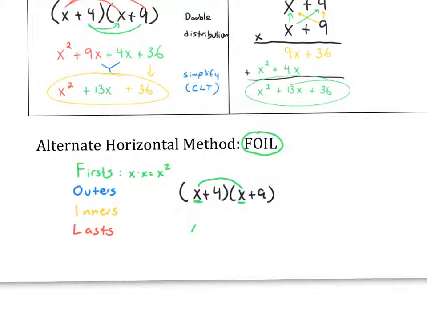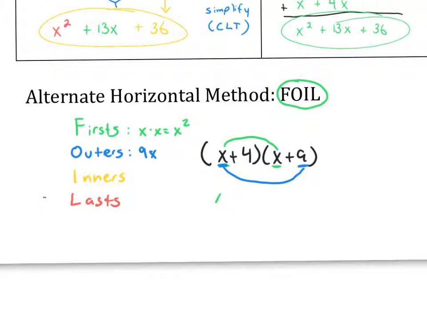Again, you don't have to write this middle part right here. We're just showing you the things that are multiplying. Okay, now my outers. What are the outers? Well, this is outside, and this is outside. In other words, if we look at this whole thing, these are the extremes. So that just means 9 times x. Now the inners is this 4 times this here, 4 times x. So that's a 4x. And then my lasts are this guy here and this guy here. So we can write that as 9 times 4, and that's a 36.